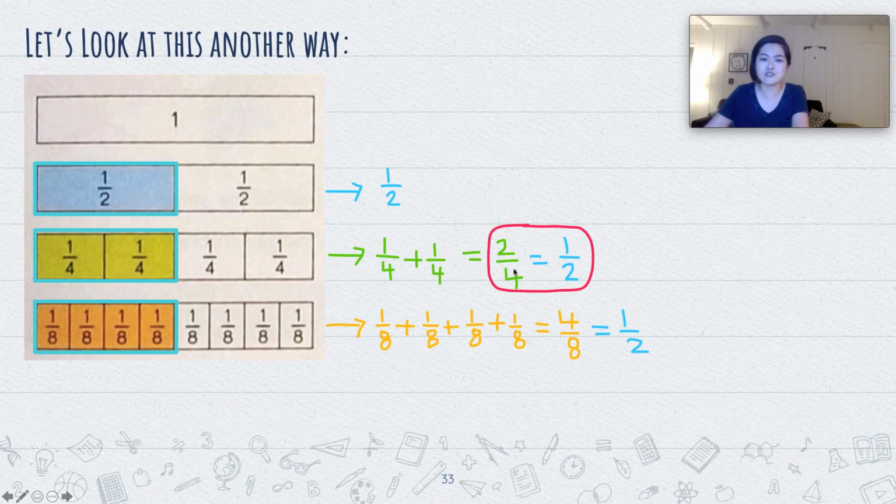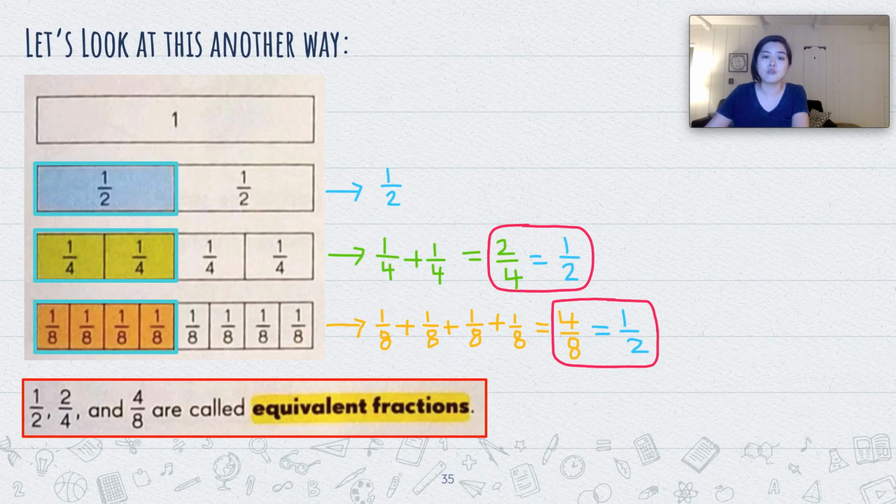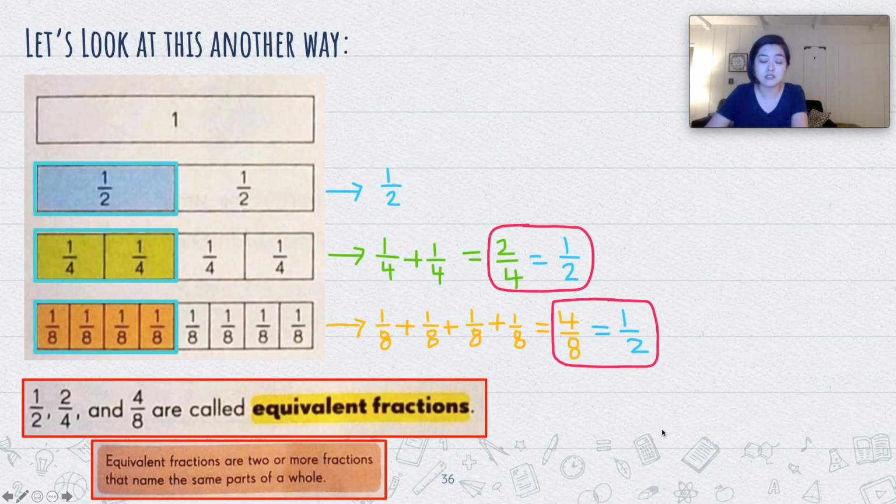So you see that 2/4 is equal to 1/2. You also see that 4/8 is equal to 1/2. So 1/2, 2/4, and 4/8 are called equivalent fractions. Equivalent fractions are 2 or more fractions that name the same parts of the whole, right? So this is the same parts of this piece. These pieces are the same parts as this piece. Okay?